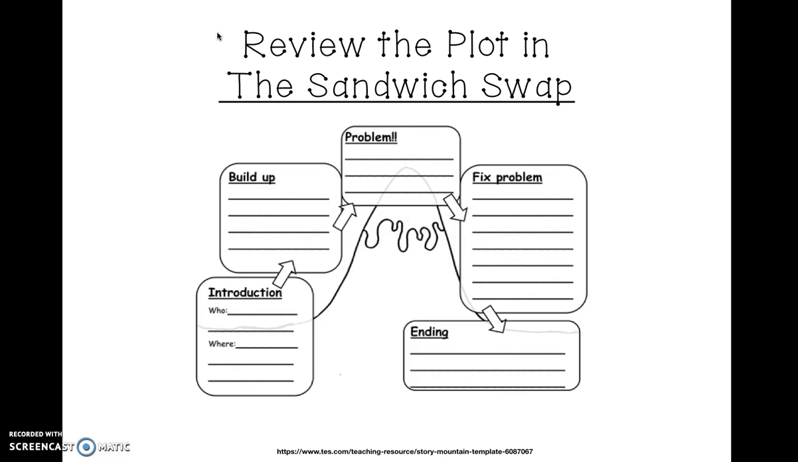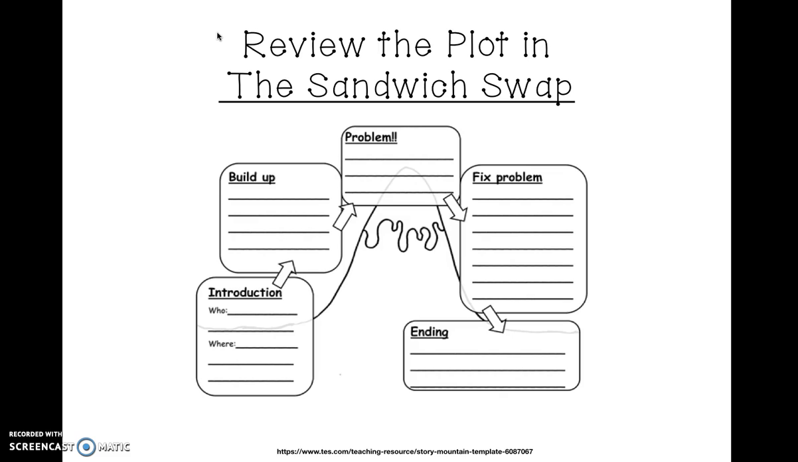Let's use the sandwich swap as our example today for how to review the plot. Remember that in a plot, we have a clear beginning, middle, and end, and we have a build-up or rising action, a problem, a falling action, and a solution. So let's think about our introduction in the sandwich swap.